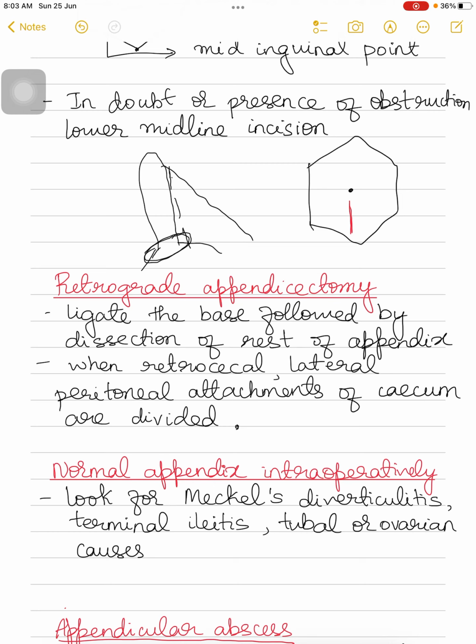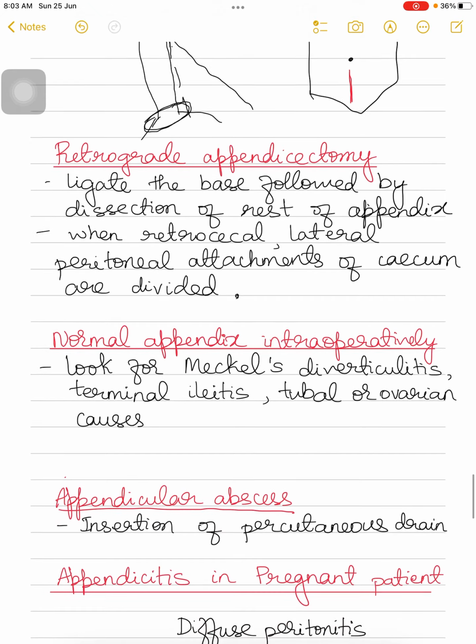What is retrograde appendicectomy? Ligate the base first whenever you are not able to visualize the appendix tip properly, maybe because of adhesions or because it is in the retrocecal position. You ligate the base first, followed by dissection of the rest of the appendix. When it is completely retrocecal, you need to divide the lateral peritoneal attachments of the cecum and reflect the cecum medially, so you can see the posterior surface and identify the appendix.